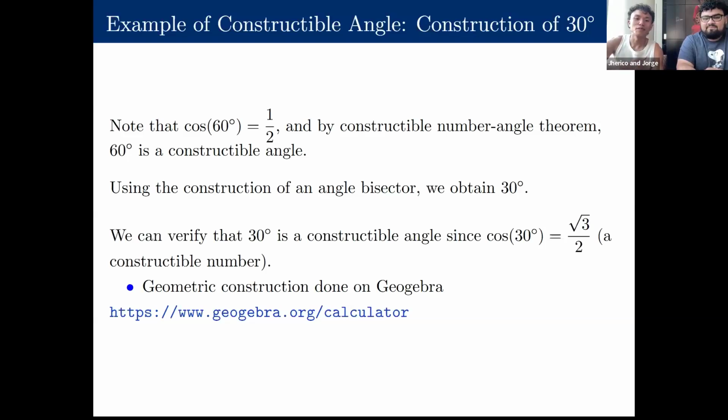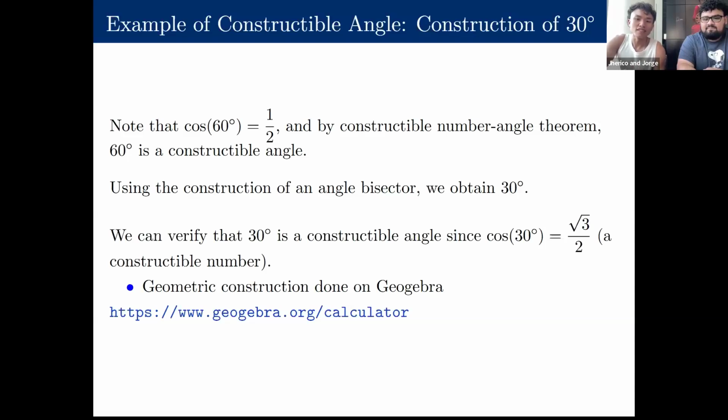And then to build off of what George said, when it's using the construction of an angle bisector, as we saw with 45 and 90, we took 90 degrees and then we used the angle bisector to get 45 degrees. And then we just verified using the constructible number angle theorem. And so here we're using the angle bisector on 60 degrees since we know 60 degrees is a constructible angle. And we get that it's 30.